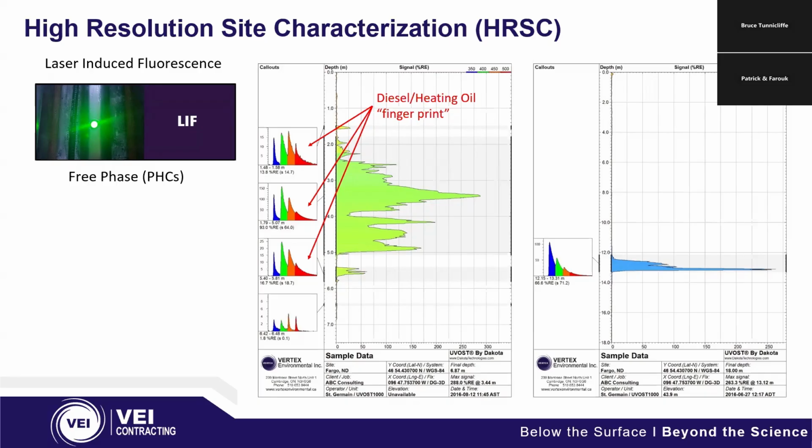So this first log in green looks more like a diesel or heating oil spill. The one on the right is a kerosene or a jet fuel or high octane gasoline type of product over there on the right.